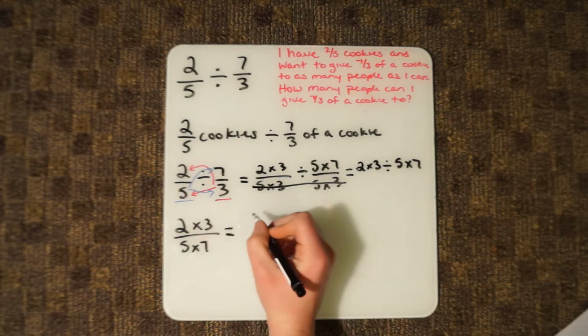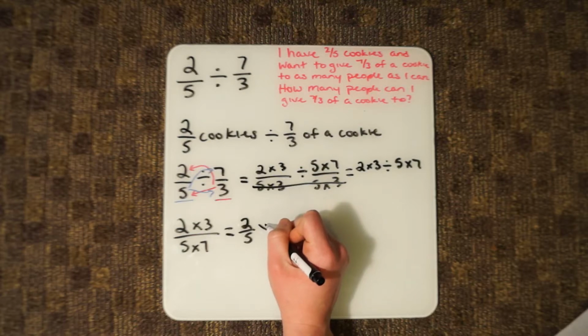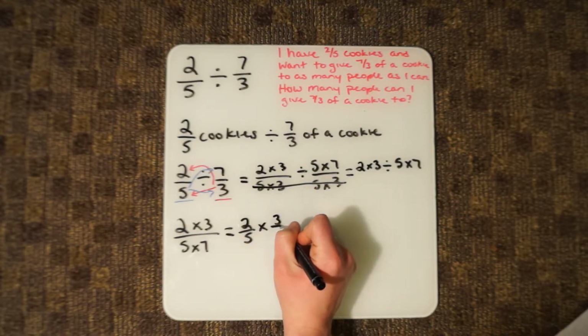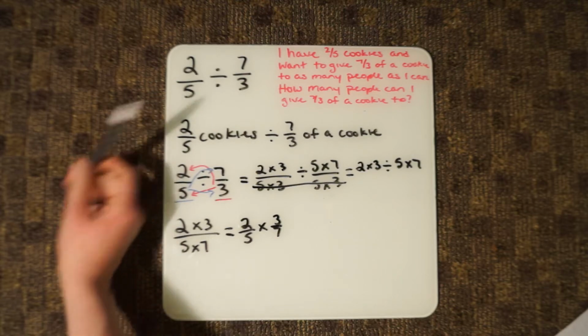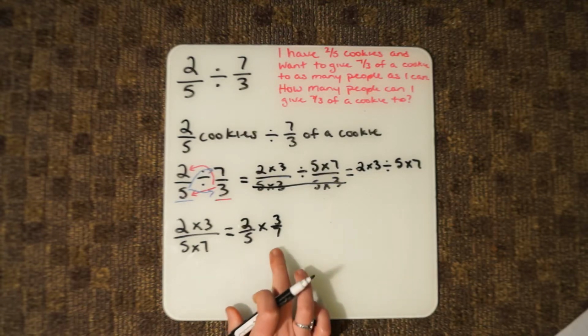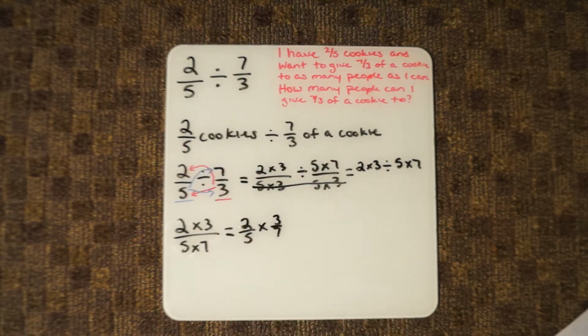Next we can split this up into 2 fractions and have 2 times 2/5 times 3/7. Now if we look back at our original problem, it was 2/5 divided by 7/3. And now we have 2/5 times 3/7. So this shows that we invert and multiply, which means that we can flip the second fraction and then multiply across to get our answer.